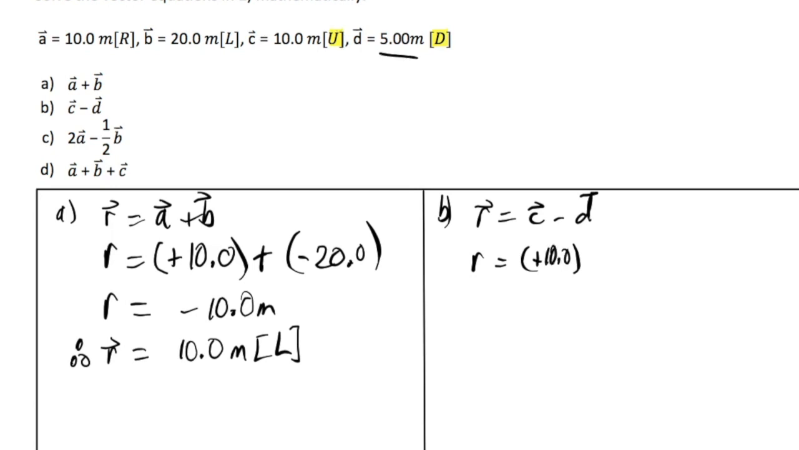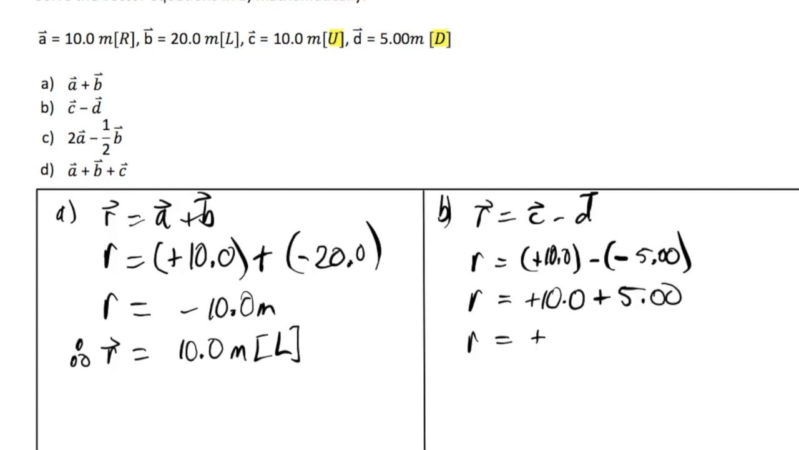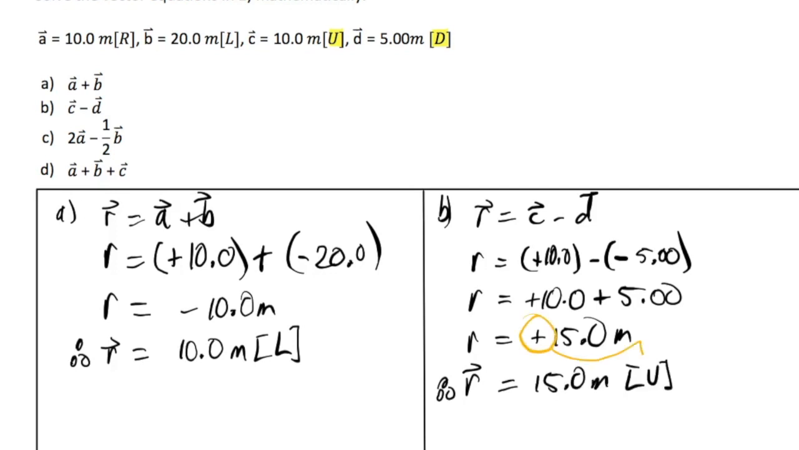Vector D is 5 meters down. That makes it negative 5. So if we look, we've got positive 10 and a negative makes a positive, so positive 15. Therefore, the resultant is equal to 15 meters up. And as a reminder, that positive is reflected in that direction up there.